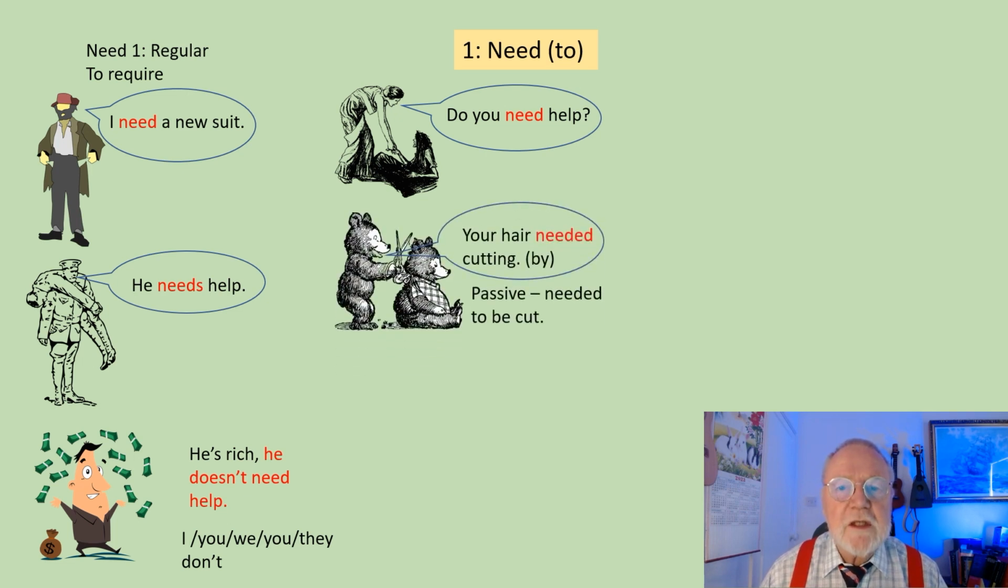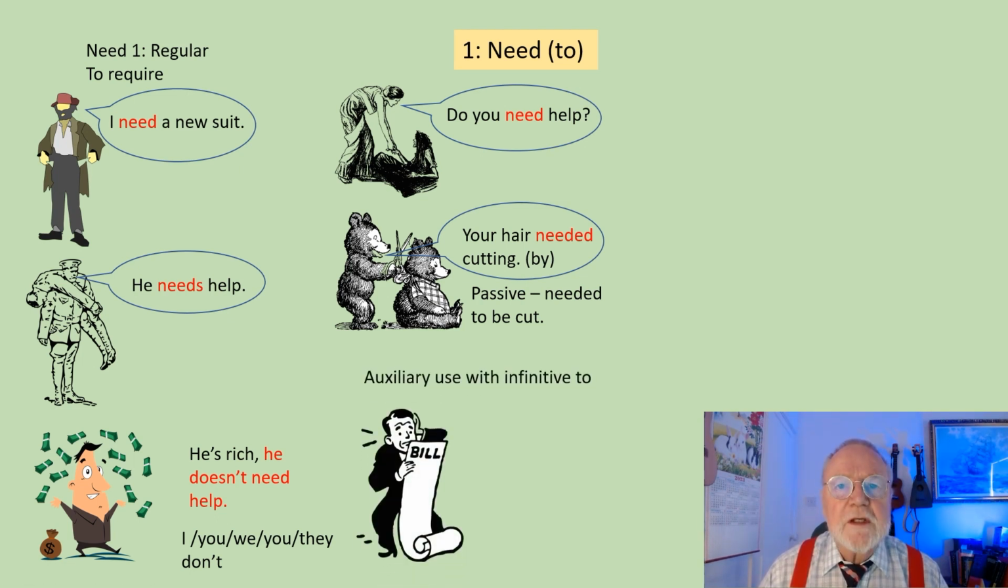Your hair needed cutting. Now what we're really saying here is, your hair needed to be cut. And so that makes it a passive structure. You can always test for a passive structure by using the preposition by after what you've just said. Your hair needed cutting by the barber. In this case it happens to be another bear. So we have a passive structure here.